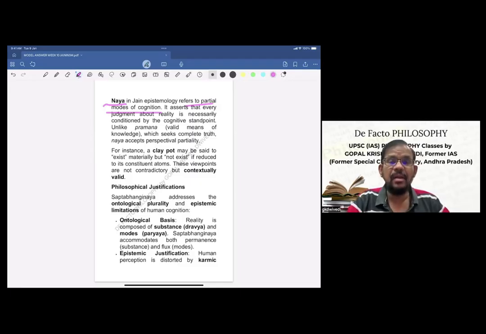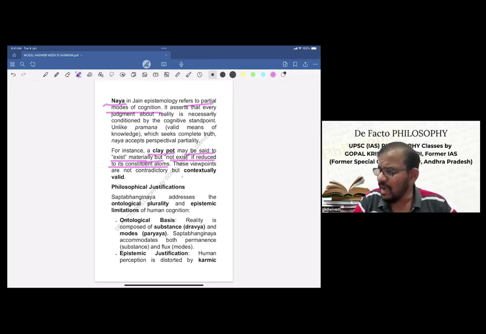For example, they have given an example: a clay pot may be said to exist materially, but not exist if reduced to its constituent atoms. So this is basically an example which Jainism gives. Now, these viewpoints are not contradictory, but contextually valid.